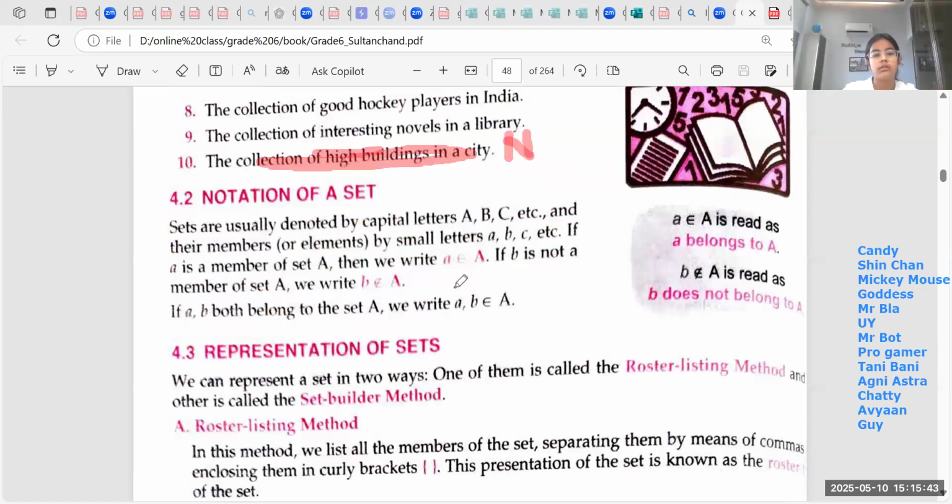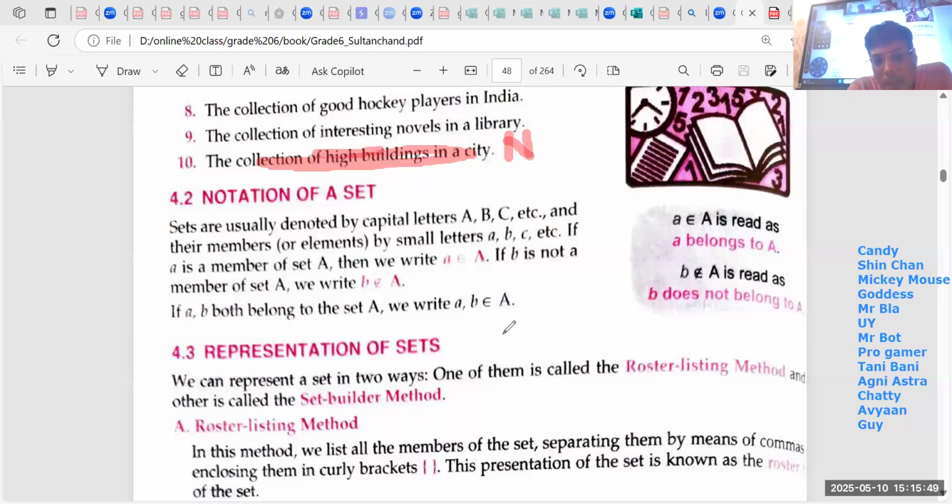Now, notation of a set. Suppose I tell you there is a set A. Sets are usually denoted by capital letters, and their elements are denoted by small letters. Suppose there is a set with all the vowels, so I will write it like this: A = {a, e, i, o, u}. These are curved brackets, and in between we write the elements. So a, e, i, o, u are the elements of set A.